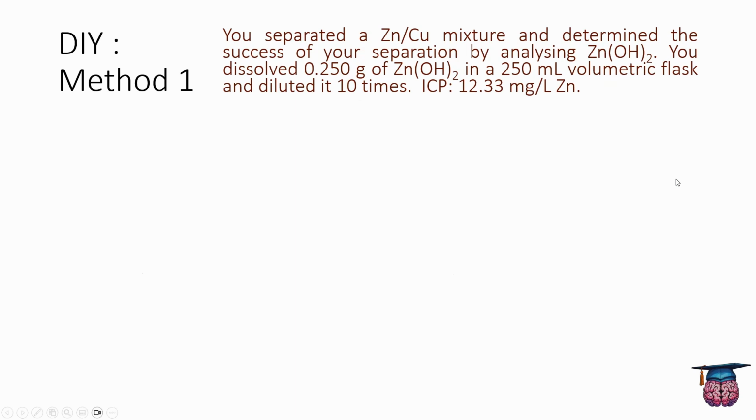So for our DIY problem, we are looking at a mixture that you separated of zinc and copper. And to determine the success of your separation, you analyzed the zinc hydroxide that you formed. So you dissolved 0.250 grams of this zinc hydroxide in a 250 milliliter volumetric flask, and you diluted it 10 times. And our ICP results came back as 12.33 milligrams per liter zinc.